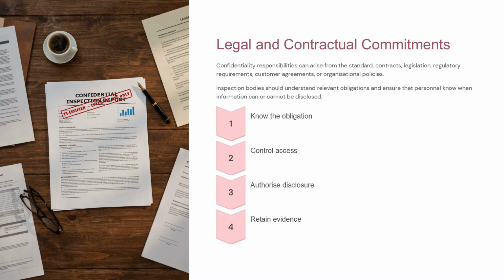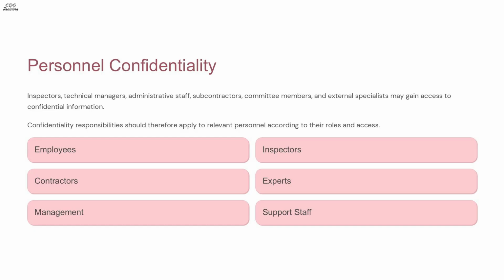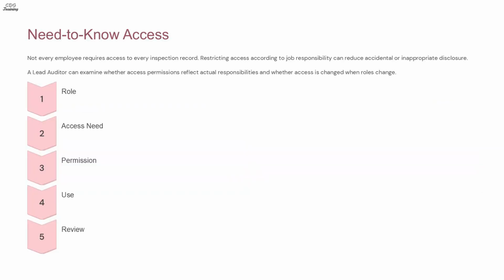Legal and contractual commitments require inspection bodies to know obligations, control access, authorize disclosures, and retain evidence. Information from other sources must be handled carefully to avoid damaging confidence in the inspection process. Personnel confidentiality involves ensuring that all roles, from employees to support staff, understand their responsibilities in protecting information. Access should be restricted based on the need-to-know principle, ensuring only those with a role-related need can access information.